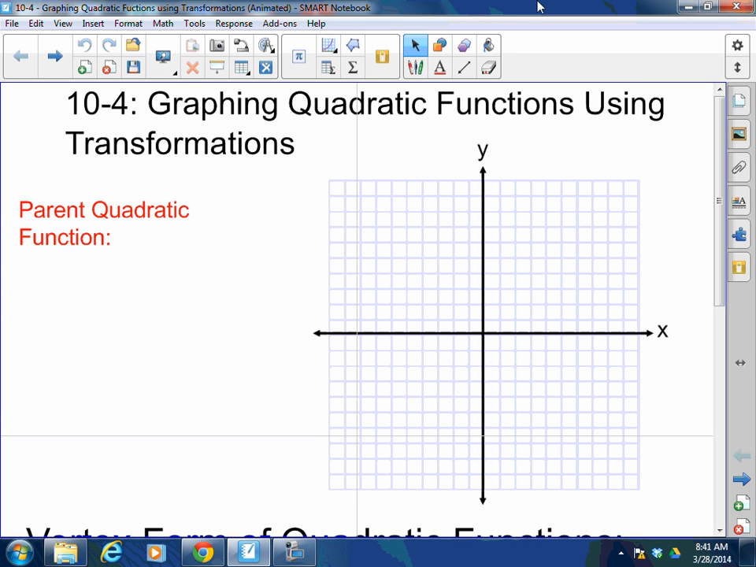Remember, the vertex is either a maximum or a minimum. It's a maximum if the graph is pointing downwards. It's a minimum if the graph is pointing upwards. Then from there, we could find the y-intercept. We find the mirror image. We connect the dots, and we have our parabola.